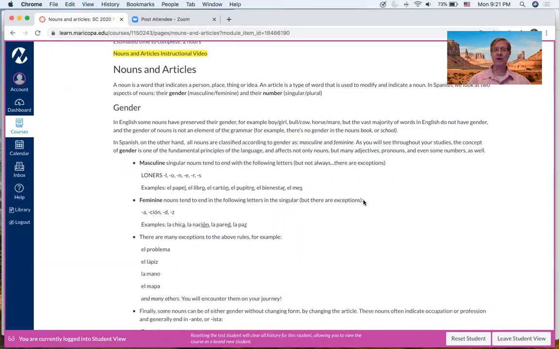And by learning it with the article, it reinforces the idea of the gender of that noun. For example, el bus, or la clase, el libro, la luz. So by learning the article with the noun, we can associate the gender of the noun with its meaning.